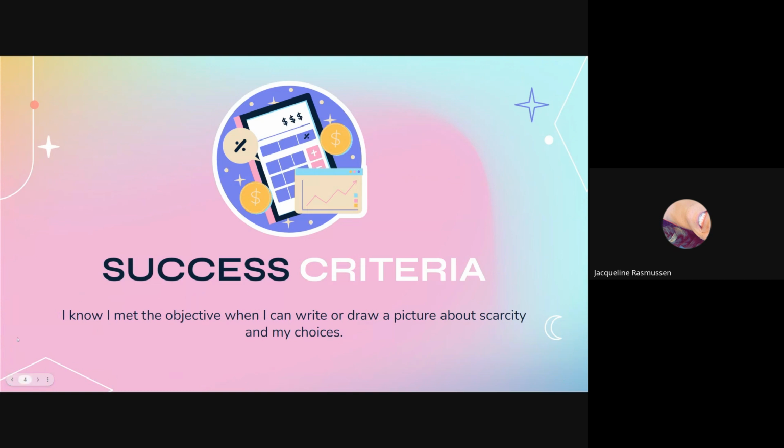To determine whether or not we have met this standard, the success criteria that the students will be meeting is that they will be able to write or draw a picture about scarcity and their choices. The way that we will know that we have reached this success criteria is by having the students create a journal page at the end of the lesson, and we'll talk more about that when we get to that part of the lesson.